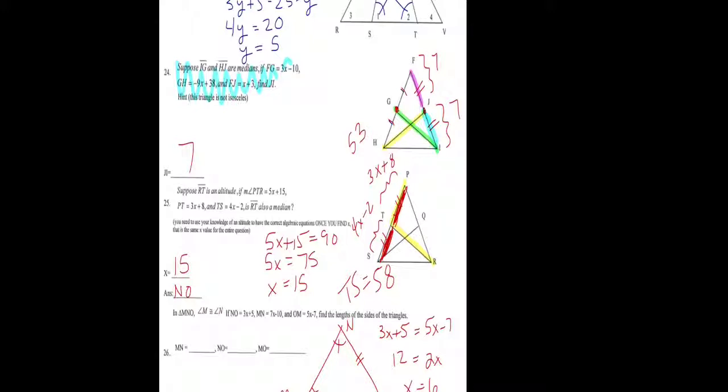Once x is 6, I can say, well, 3 times 6 is 18 plus 5 is 23. So NO is 23. Now I should know OM to be 23 as well. I'm just going to go ahead and make sure. 5 times 6 is 30 minus 7 is 23. MO is 23. And now 7 times 6 is 42 minus 10 is 32.